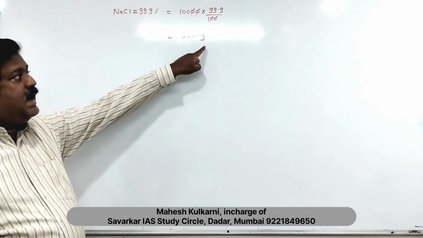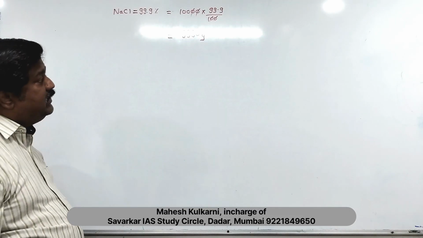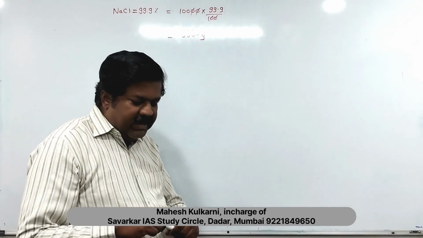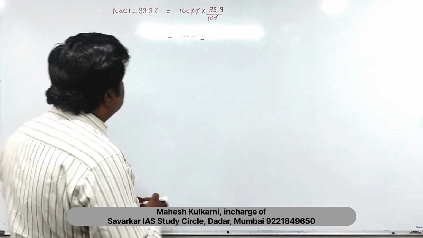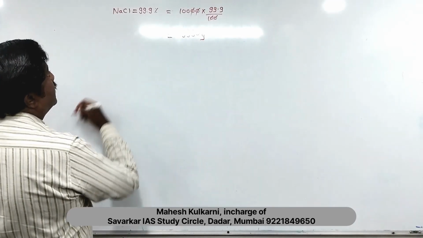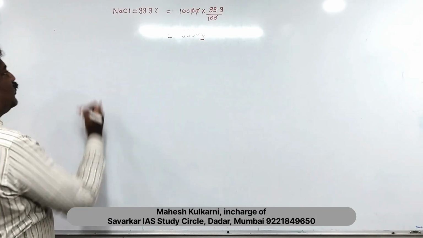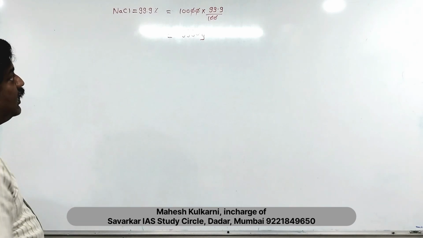Don't get confused between 9 and g. I am writing a small g. Many times in school days we write gram as GM. But according to SI units, it is not GM, it is only g, because when we say kilogram, we do not write kgm, we write kg. So this is the weight of this sodium chloride. Then we can calculate first for sodium chloride only. Step by step we are going to solve.